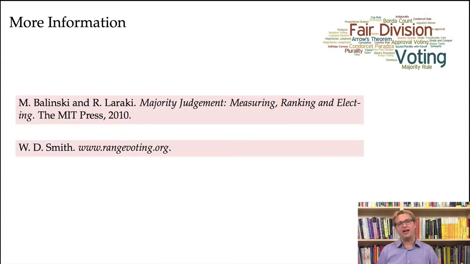So this is certainly not all there is to say about range voting and score voting. There's a lot bigger discussion you can have about the relative merits or problems with these different voting methods. I recommend taking a look at this book by Balinski and Laraki, Majority Judgment, on this method. And also, I've already mentioned this website by Warren D. Smith. Both are places where you can learn more about these two very interesting voting methods.